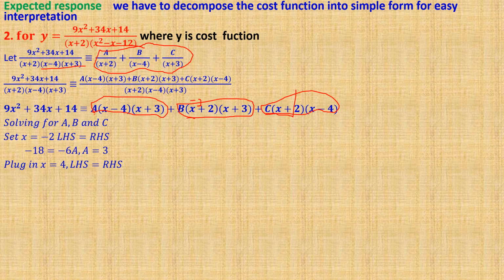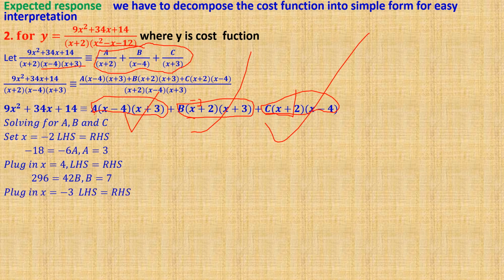When I plug in x equal to 4, my target is to kill this part because it has a 4 in it, and also that part. So I will remain with b, and substituting x on the left hand side and also the right hand side, my b will be equal to 7. Next, when I plug in x equal to -3, my target is to kill the part with b and the part with a. So this part will be gone, and also that one, and then this part will remain, and that will give me the value of c. So substituting x equal to -3, on the left hand side I will have -7, right hand side 7c, so my c will be -1.